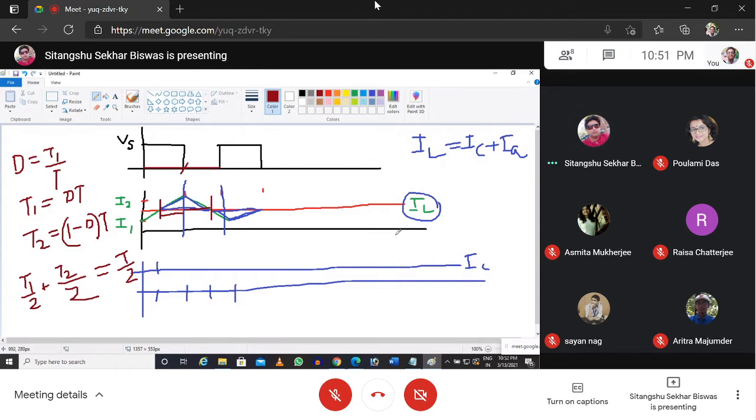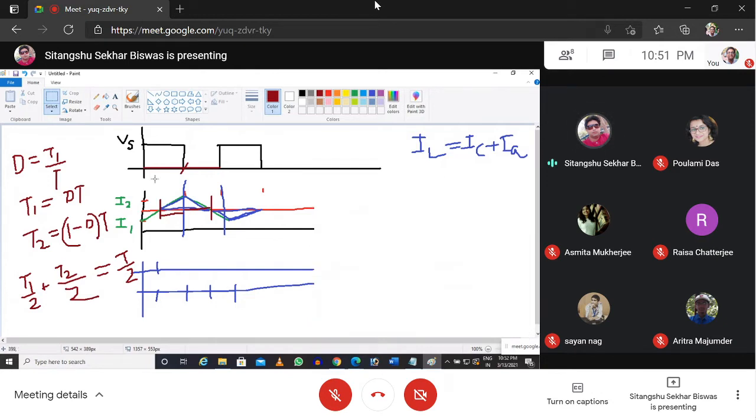Now we will try to equate it. So the charge of a capacitor Q is equal to current into time.